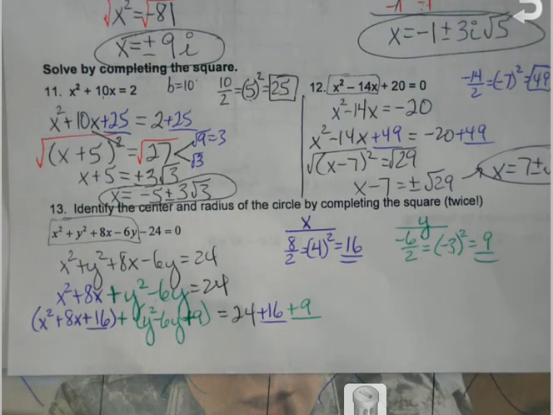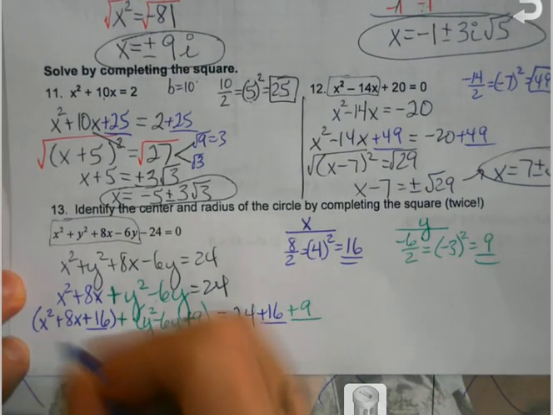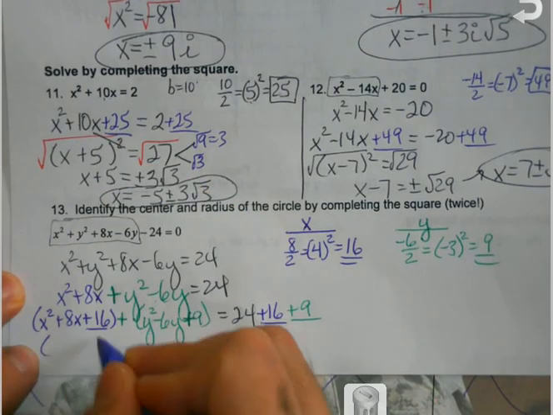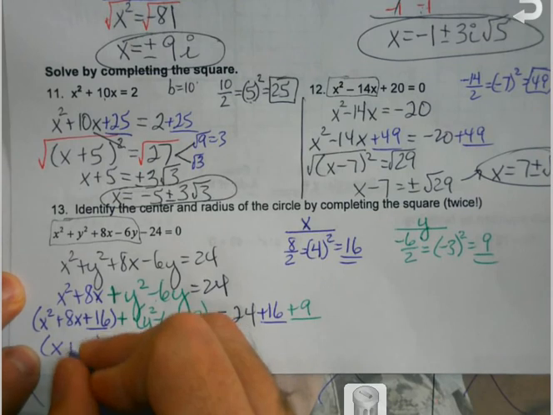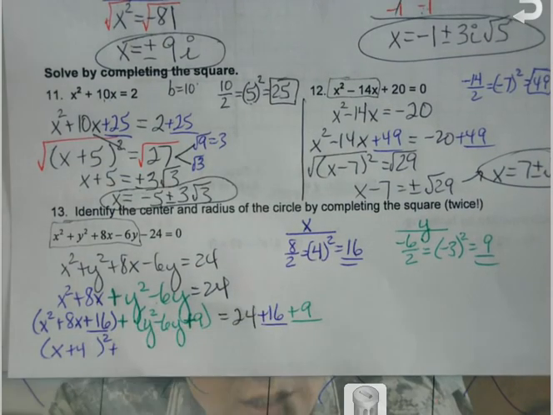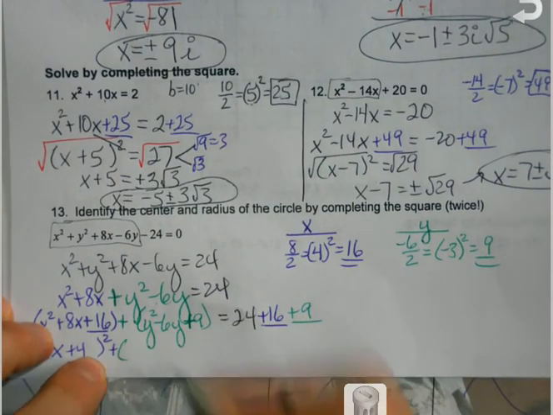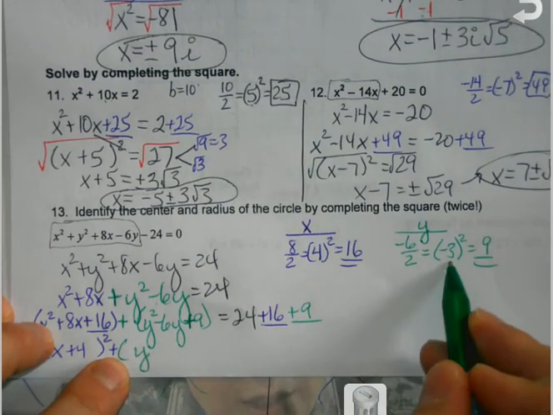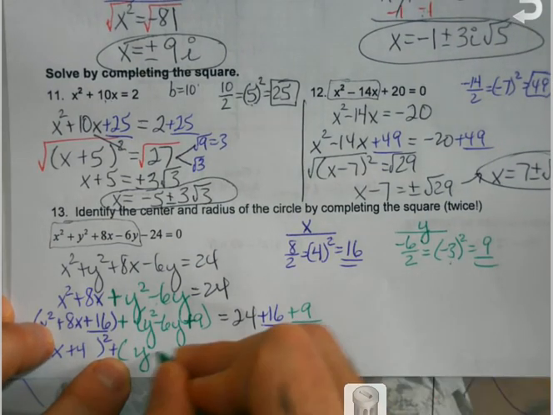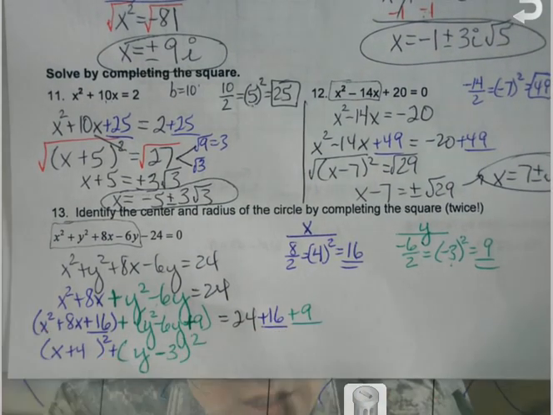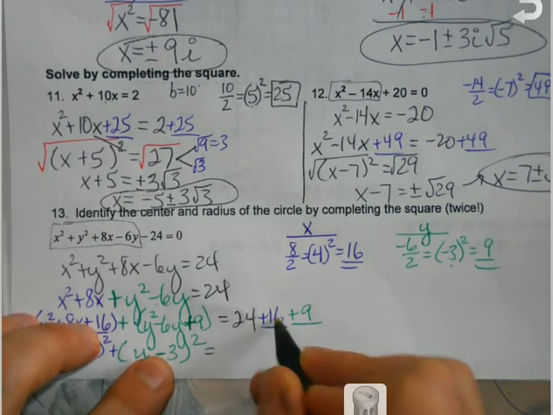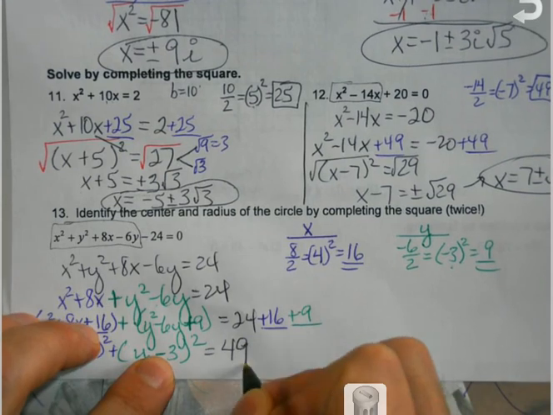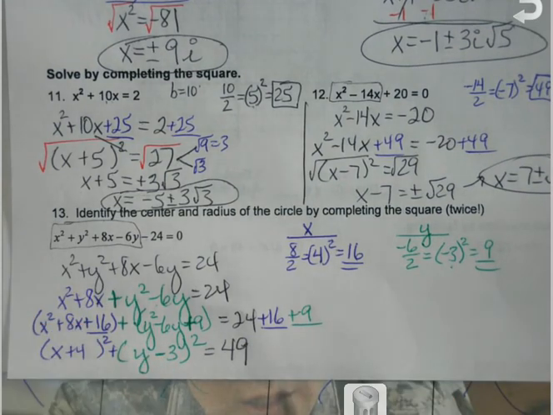So I get here and I'm like, okay, what do I do next? Oh yeah, I'm going to go to binomial form. So x + 4, square that. And then for my y's, my b divided by 2 was -3, squared. And then we just add these guys up, 40, 49. Okay. That's the form I need to get the information I'm being asked for.